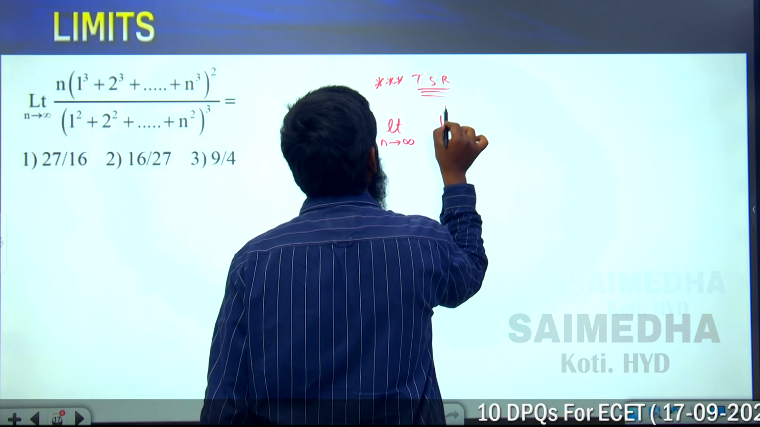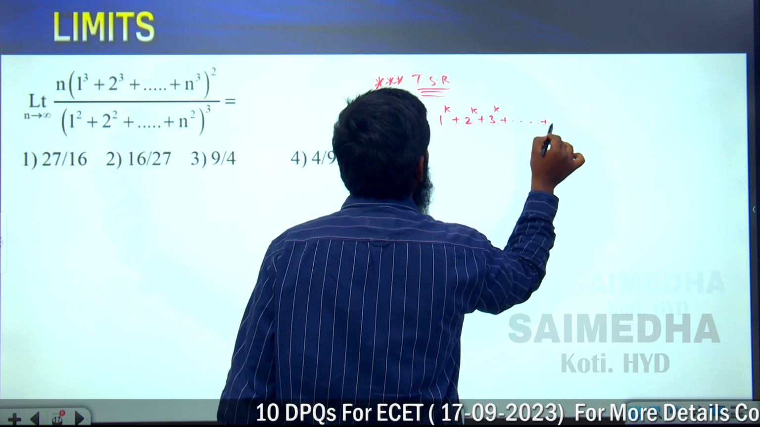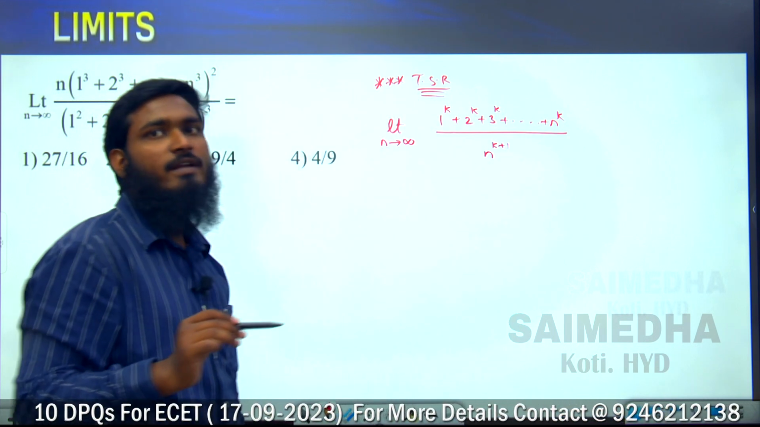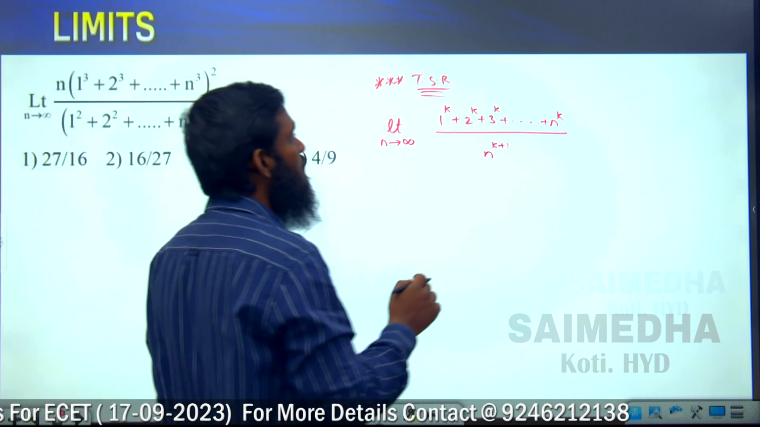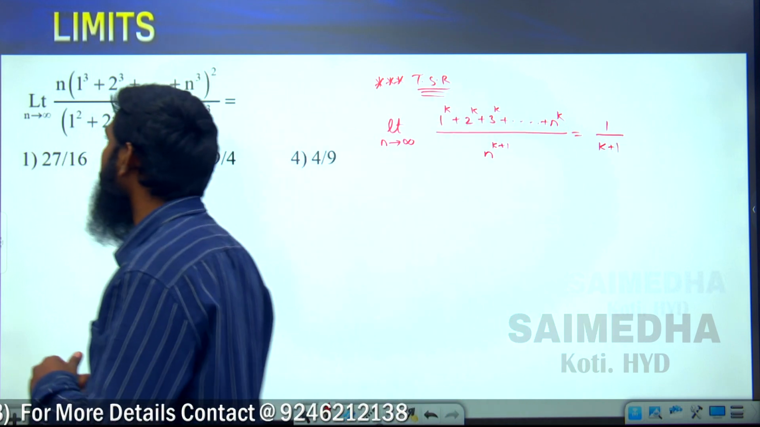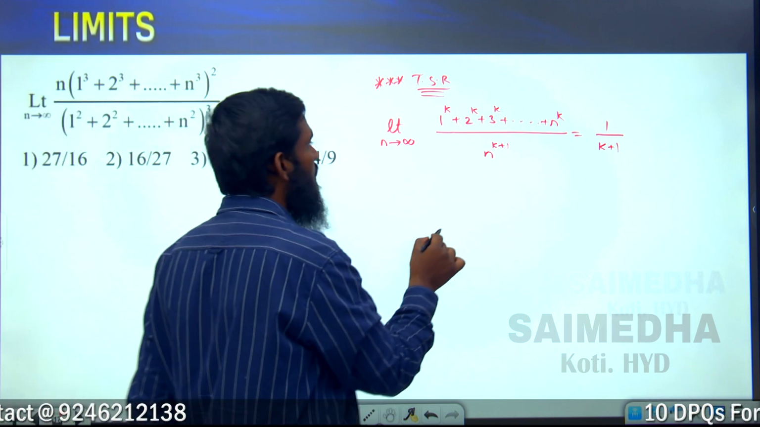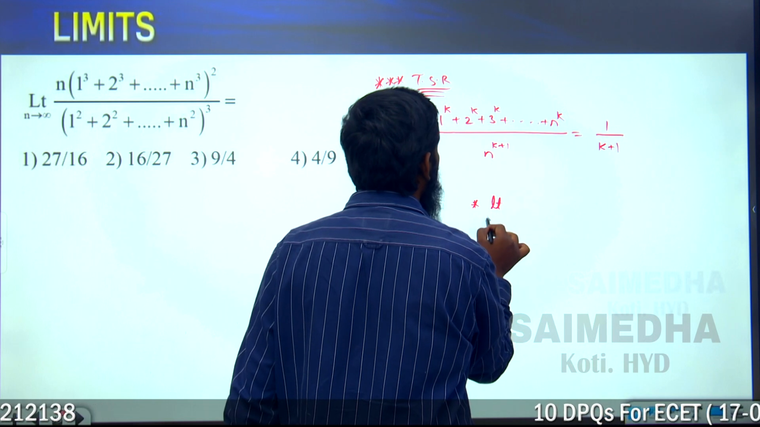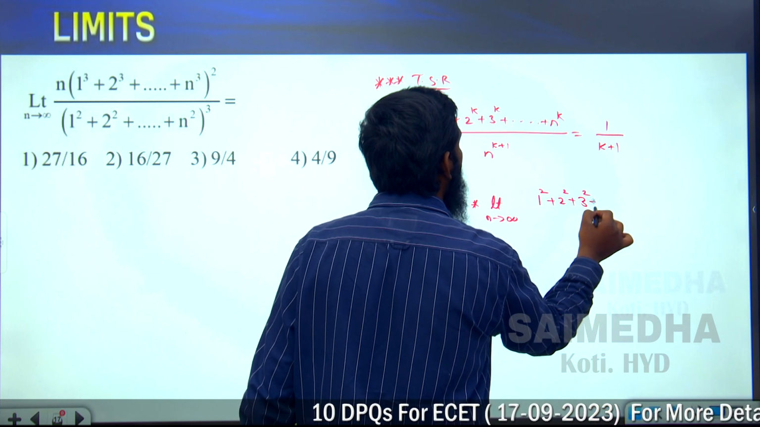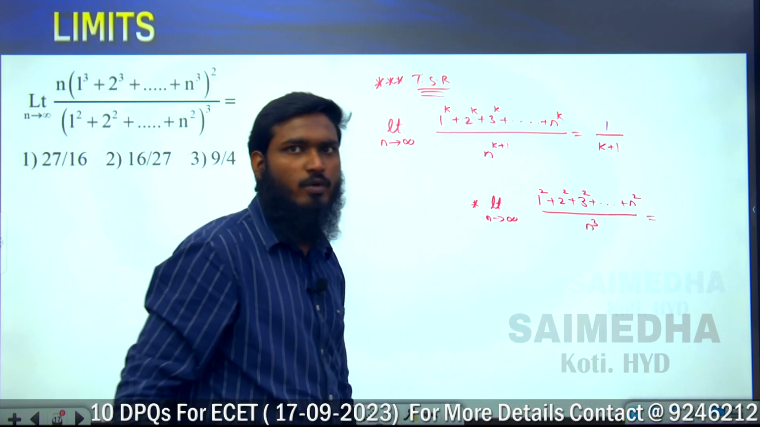So the formula is 1 power k plus 2 power k plus 3 power k and so on up to n power k, divided by n power k plus 1. The final answer we get is 1 by k plus 1. Directly we can write the answer as 1 by k plus 1. That is the shortcut. Suppose our question was limit n tends to infinity, 1 square plus 2 square plus 3 square and so on up to n square, divided by n cube. Suppose this was the question.